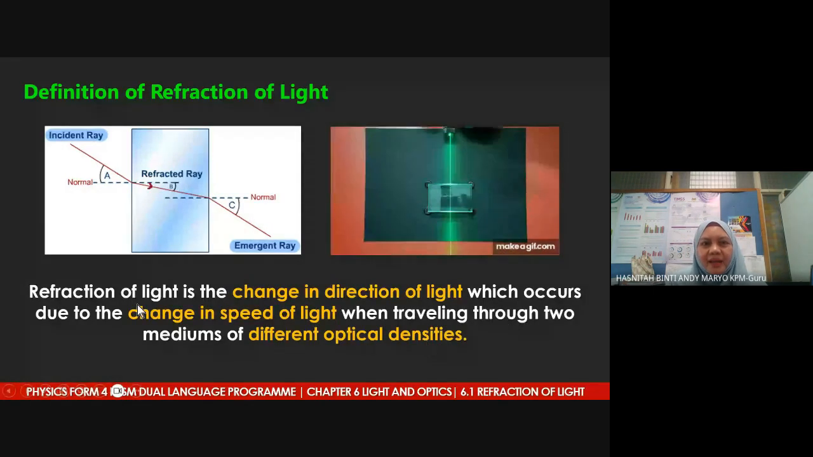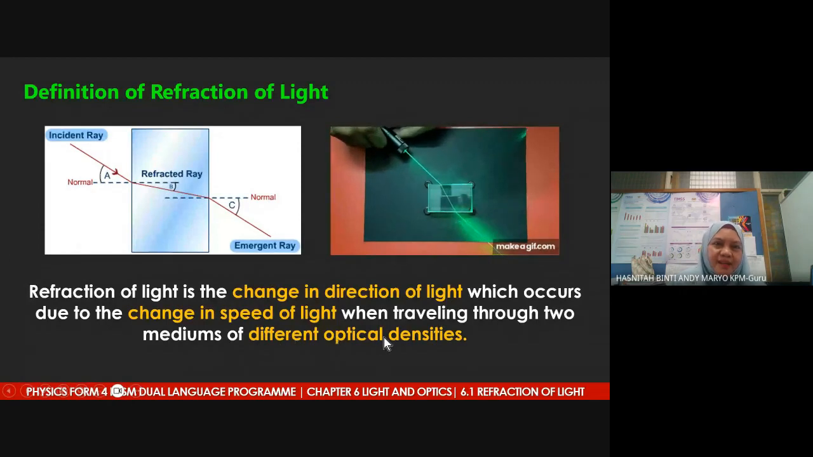You can write the definition for refraction of light in your module. Refraction of light is the change in direction of light which occurs due to the change in speed of light when traveling through two mediums of different optical density. The highlighted words are the three keywords for the definition of refraction of light.